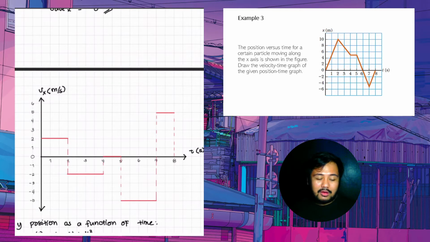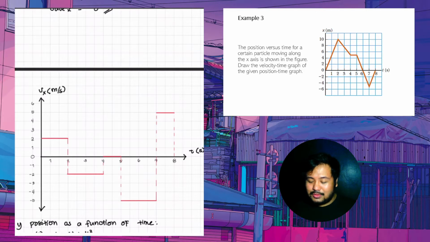Next, from 4 to 5 seconds, the time interval, we have 0. So we have the horizontal line at 0. And then from 5 seconds to 7 seconds, we have negative 5 meters per second. And lastly, from 7 to 8, we have positive 5 meters per second.